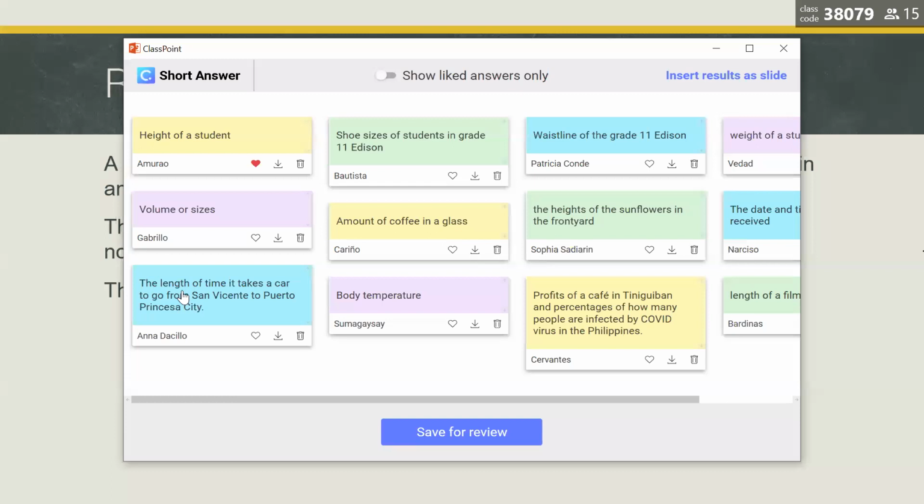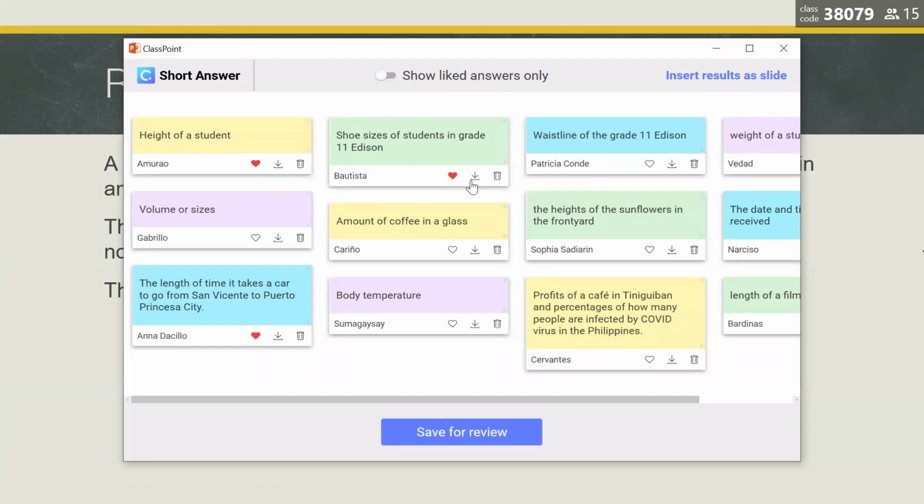The length of time it takes, very good. Time. Sabi ni Lorraine dito sa chat, temperature, that's correct. Or the temperature of, let's say, the climate in Puerto Princesa on a daily basis. Shoe sizes, correct. Amount of coffee in a glass, siguro daily consumption. Pwede. Body temperature, very good.